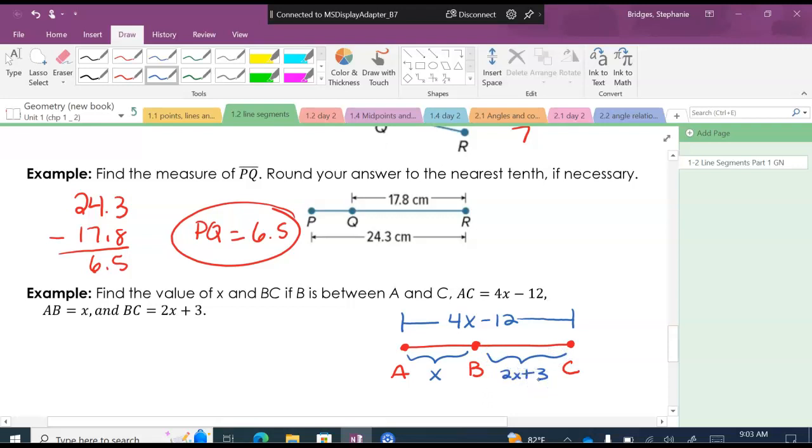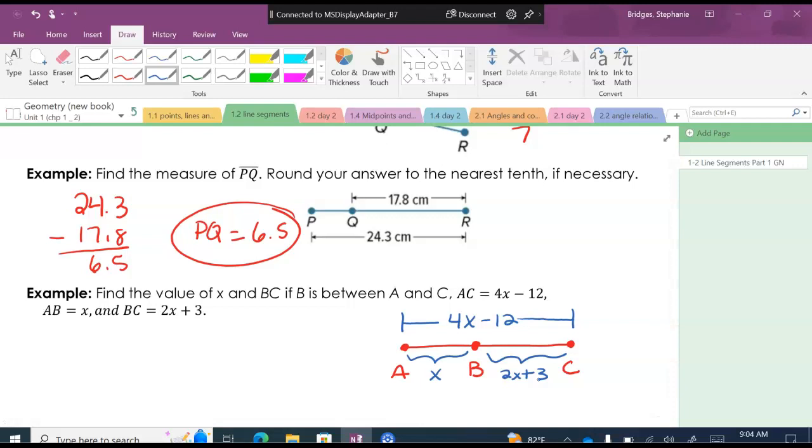So you see how I'm labeling it? I put the whole thing up at the top, the 4x minus 12. That's the whole segment. I labeled AB as x. That little squiggly is just showing you that I'm talking about that entire length there. And then BC is 2x plus 3. What we have to do is figure out how we can set up an equation so that we can solve for x.